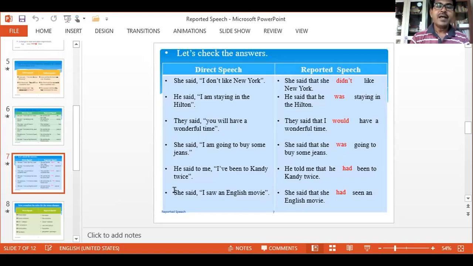She said, "I saw an English movie." She said that... look at the verb, which is in the past tense. I hope you can see that it usually becomes past perfect, had seen. Even, as I told you earlier, you can retain the same verb. It can be kept there or retained there. This answer is also correct. She saw an English movie is also correct.